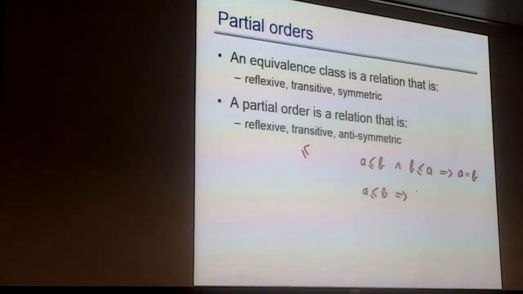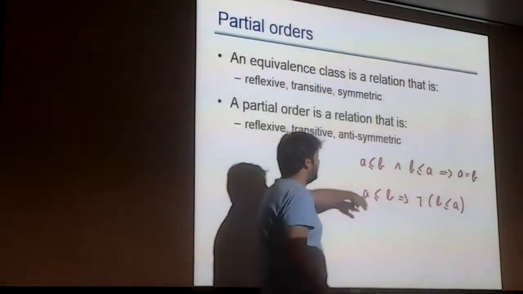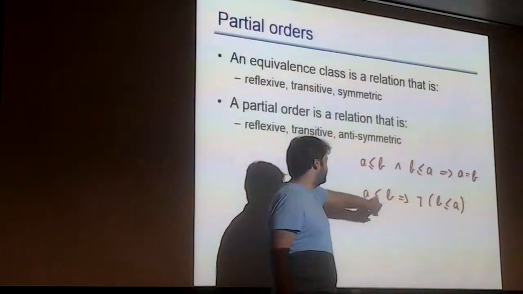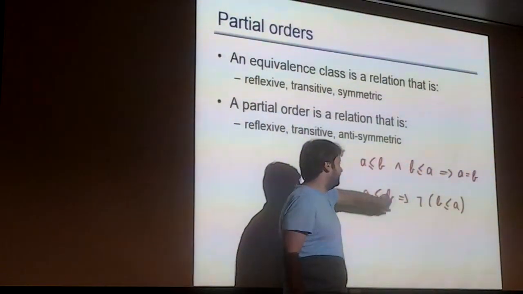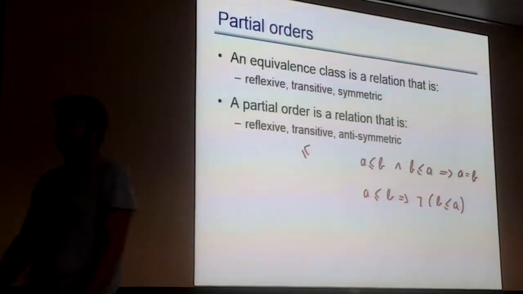So what antisymmetric says is really that if A is less than B, then it's not the case that B is less than or equal to A. But actually, it's not entirely that. It's really more that if A is less than B and A is different from B. They're basically saying if A is less than B and they're different things, then you get this. Anyways, those are the logical details of that.